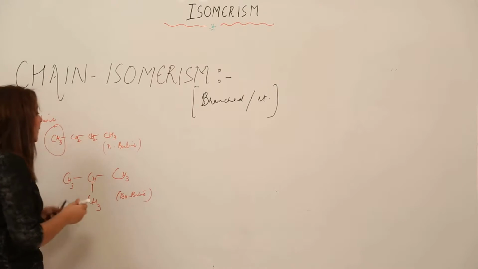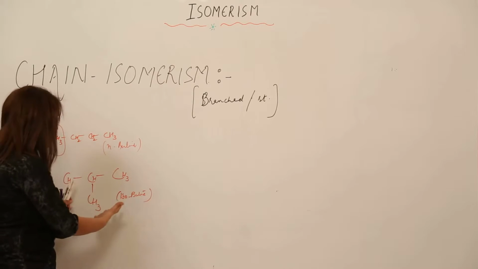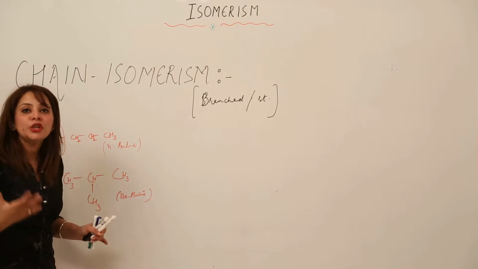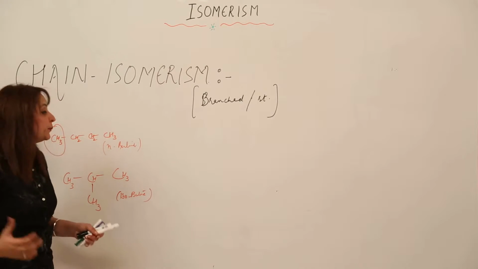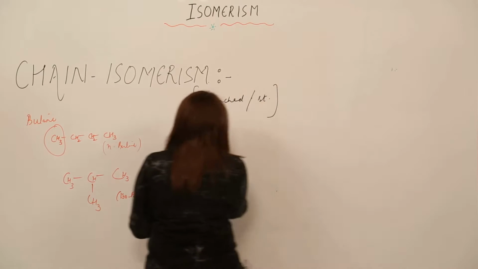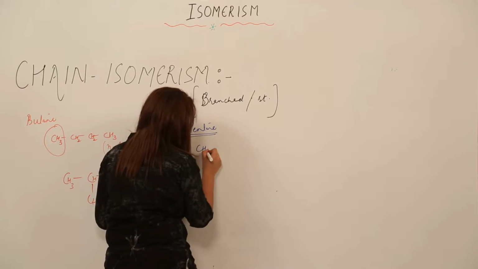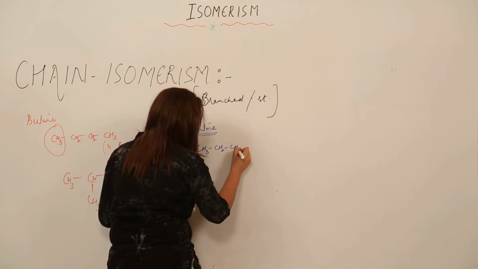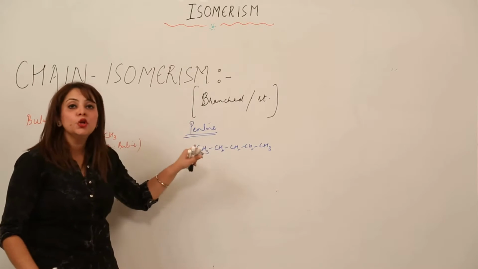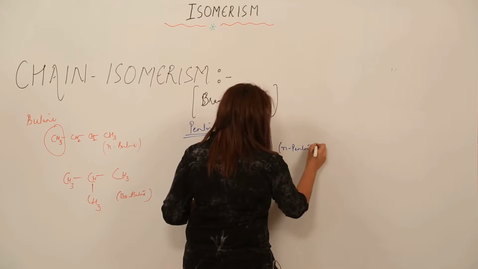As you can see, they just differ in the nature of the carbon chain. Here it was straight and here it becomes branched, right? So that means they exhibit the property of chain isomerism, right? Suppose one more example, suppose I have pentane. What is the structure of pentane? We know that we have 5 carbons in a parent chain, right? So this is normal pentane, the straight chain compound.